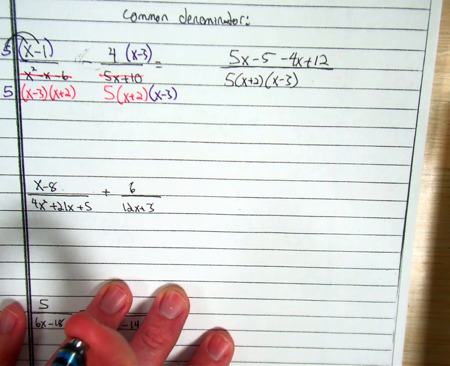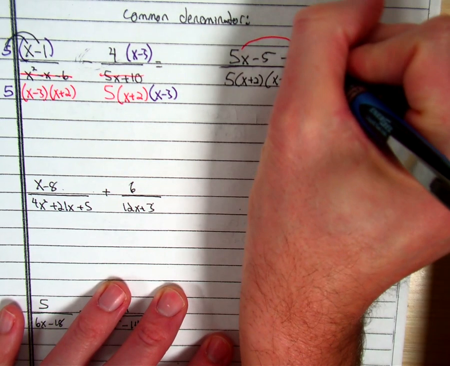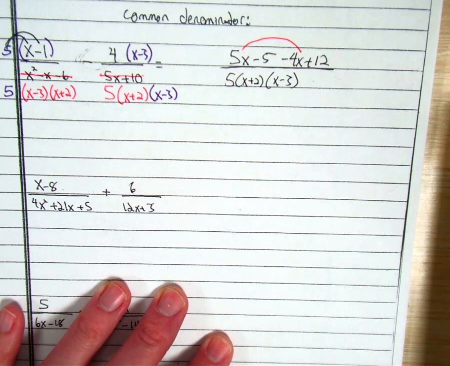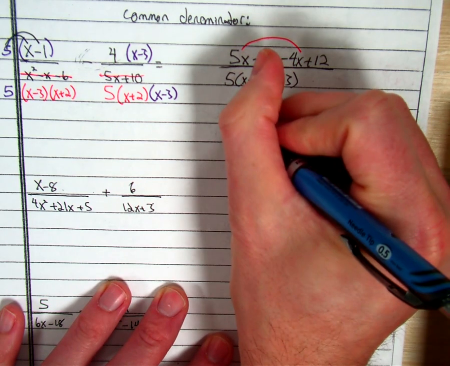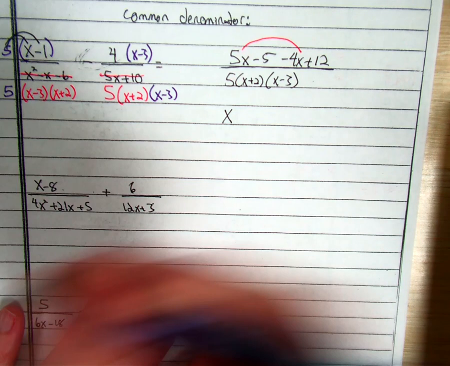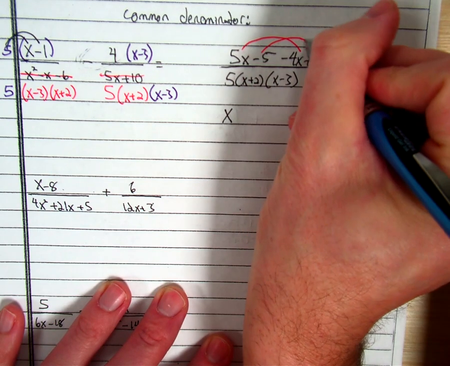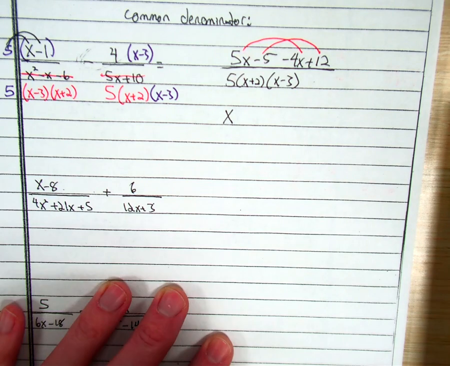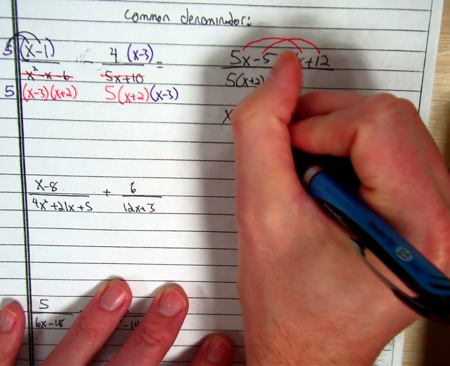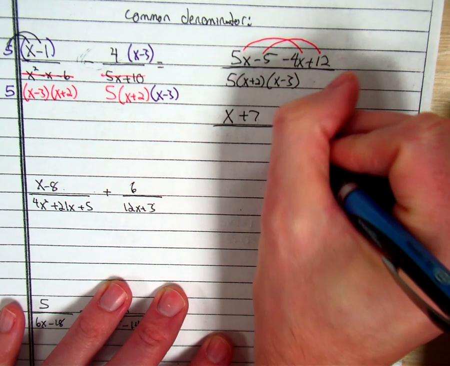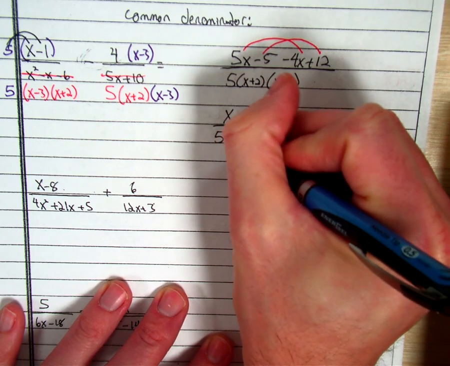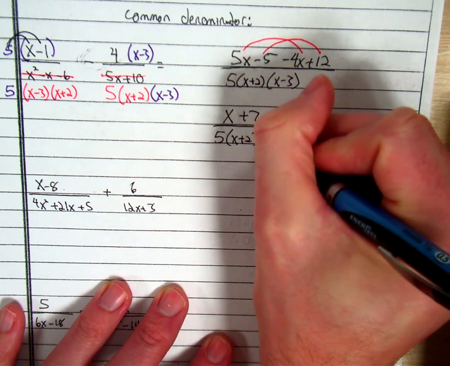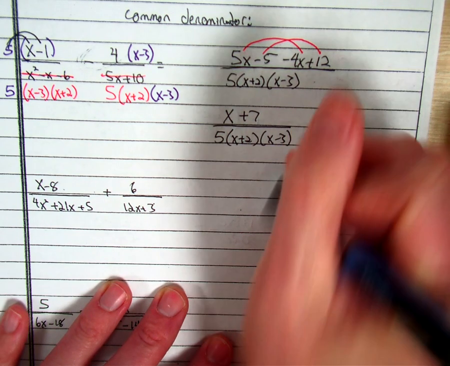Okay, we'll clean this up a little bit. We can put the 5x minus 4x, and that will give us 1x. And then we have a negative 5 plus 12 for a plus 7 over our denominator of 5x plus 2, x minus 3.